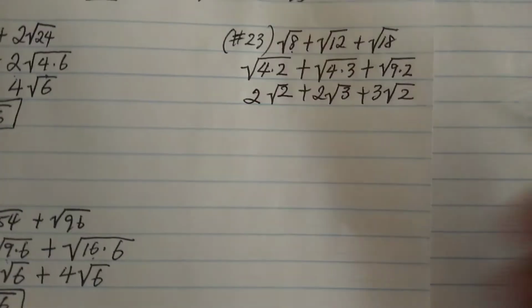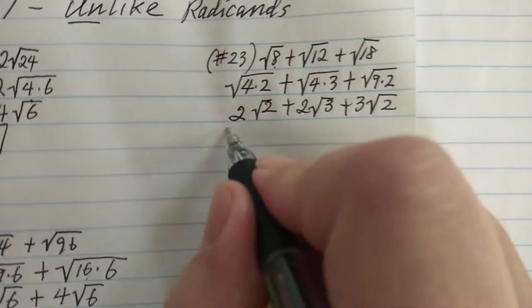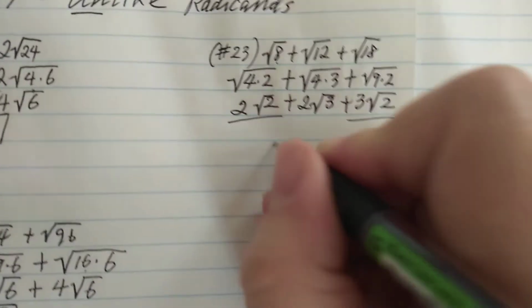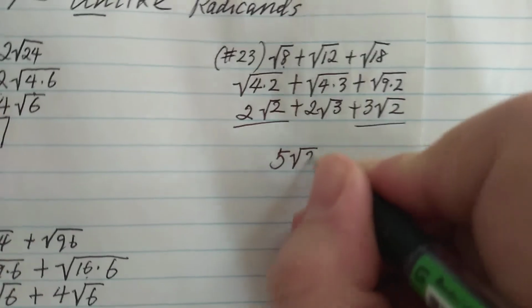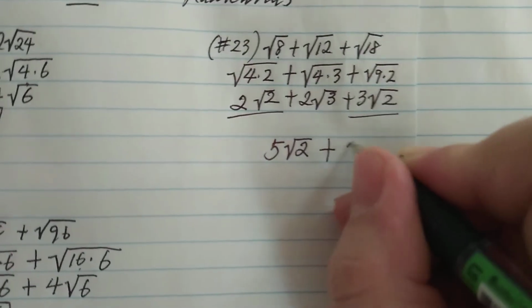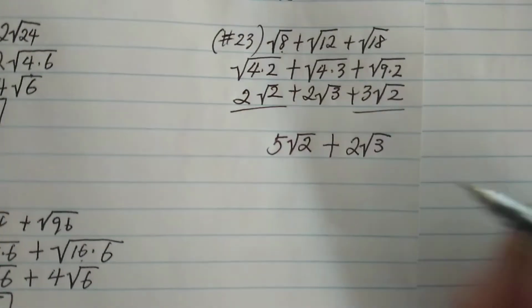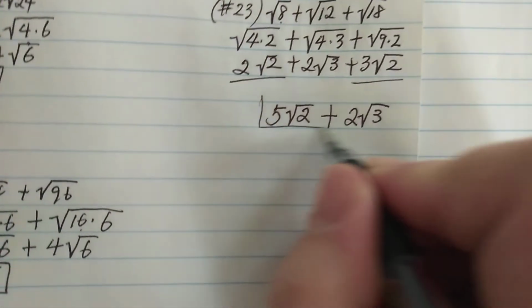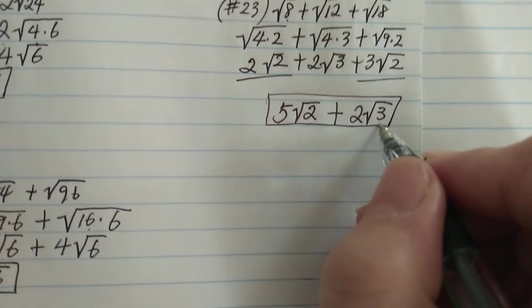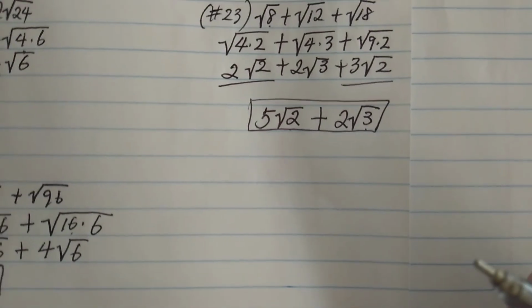Now when I combine like terms, if you will, only these two will combine. So that will give me 5 radical 2, and then I have to add this to it. So my answer has 2 terms. I cannot combine these because they don't have like radicands.